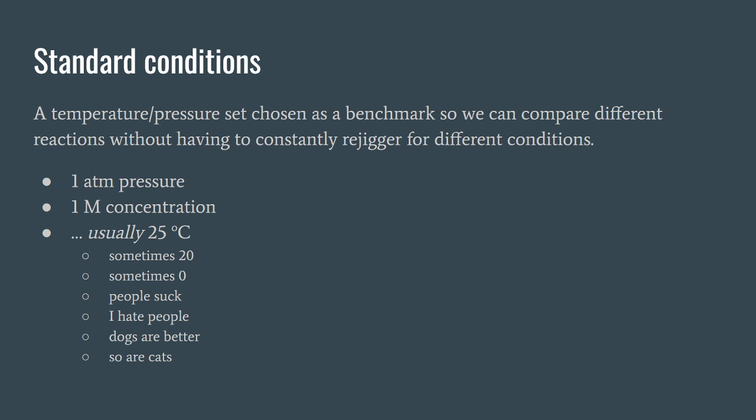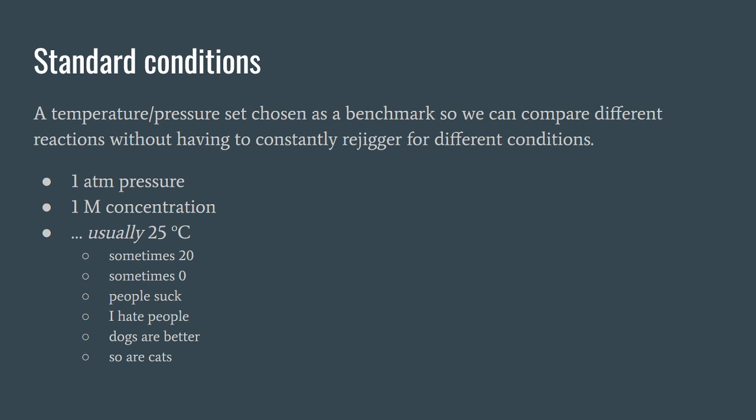It's 1 atmosphere of pressure because we typically live at 1 atmosphere. It's 1 molar concentration because that's convenient for reasons that don't matter too much right now. And it's usually 25 degrees Celsius, room temperature. Of course, for some people, room temperature is 20 degrees Celsius. And sometimes standard conditions is instead 0 degrees Celsius, because if you have ice, it's easy to keep things at 0 degrees Celsius.